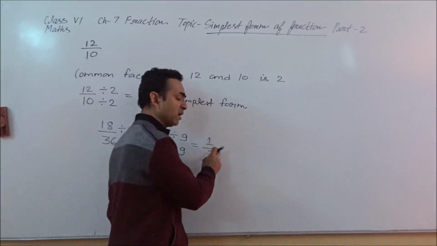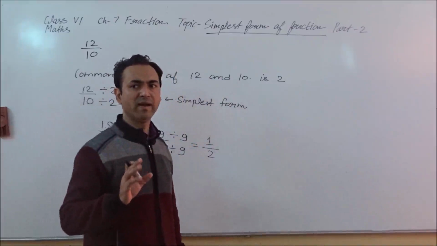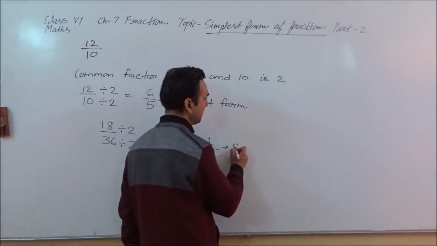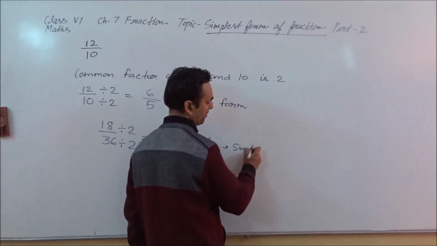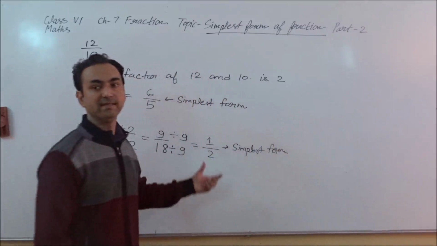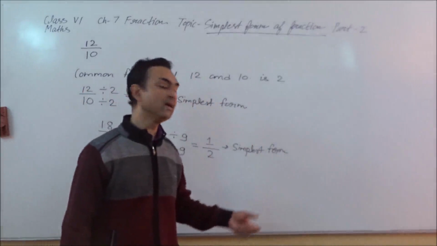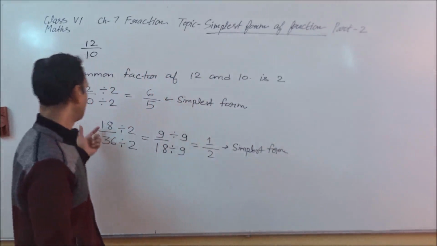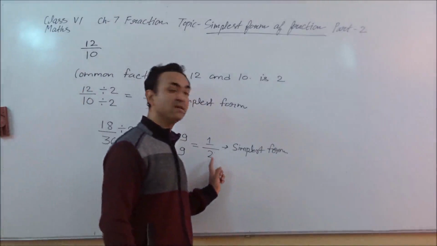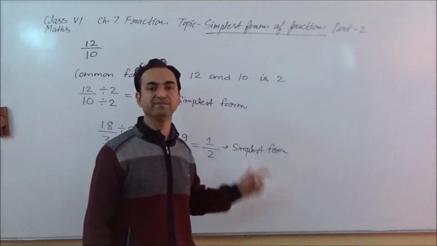So whenever you get a common factor 1 in the fraction at last, you say that this is the simplest form. So this is the simplest form of the given fraction. The given fraction is 18 upon 36, and this is its simplest form.